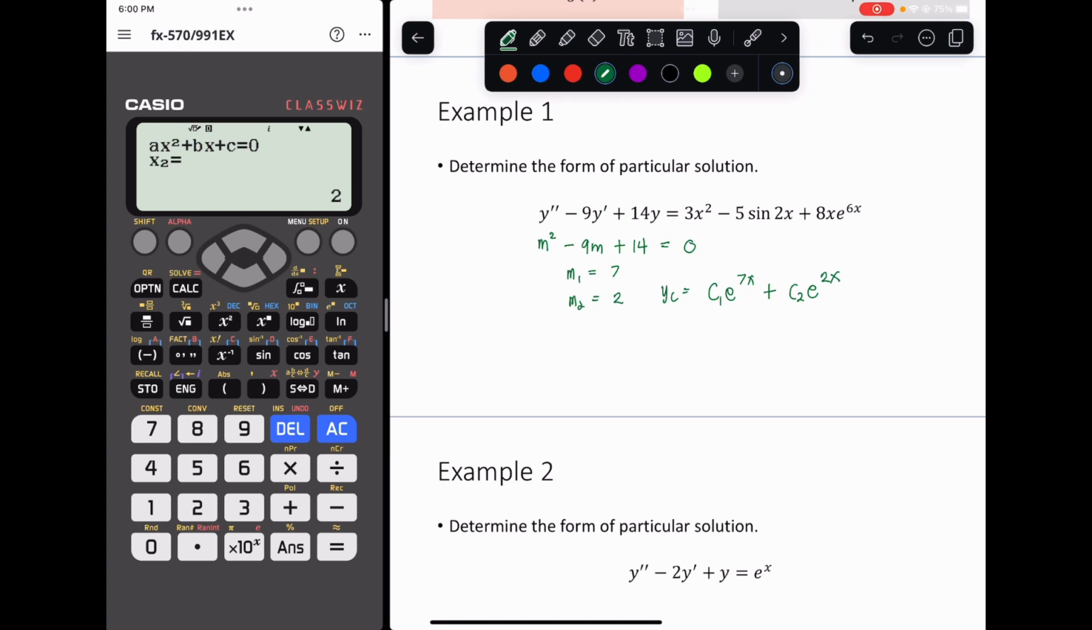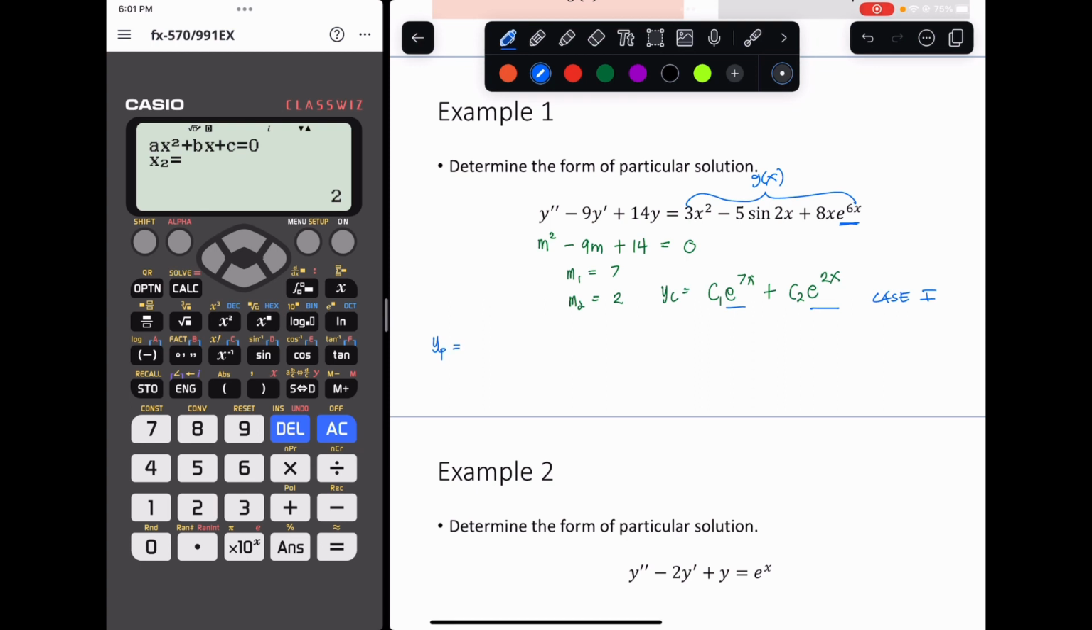And we're going to take a look at each term of our g of x. It's a combination of three functions: a polynomial function, the sine function, and the exponential function. What we are given in the complementary solution is e raised to 7x and e raised to 2x. We have an exponential function here, but that is e raised to 6x, which is totally different from e raised to 7x and e raised to 2x. Therefore, this one falls under case 1. From here, we can now write our particular solution.